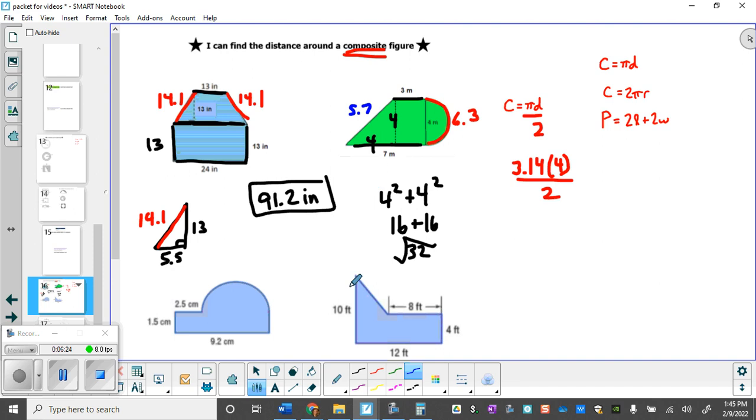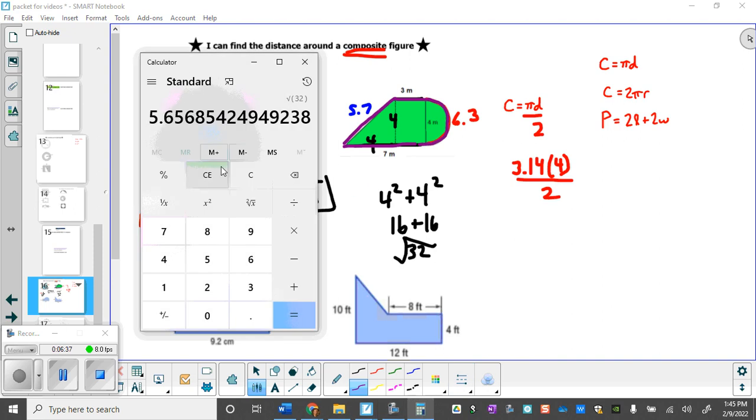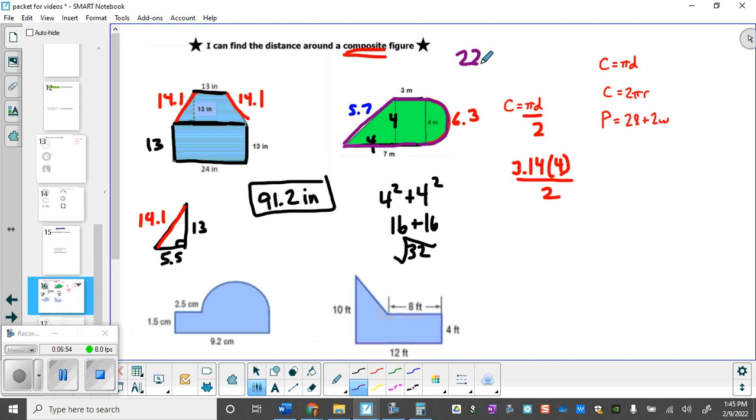Cool. So now we're ready to add up all of our sides. We've got a 7 plus a 6.3 plus a 3 plus a 5.7, and we've gone all the way around this shape. All right, so the numbers I just said, we had the bottom 7. We had the 6.3 around that semicircle. We had the 3 up top, and then we found the hypotenuse to be a 5.7. So that adds up to a straight up 22. So the distance all the way around this one is going to be 22 meters.